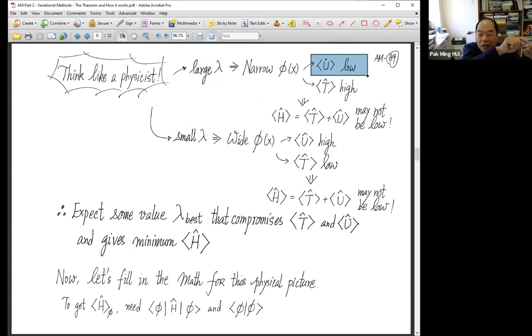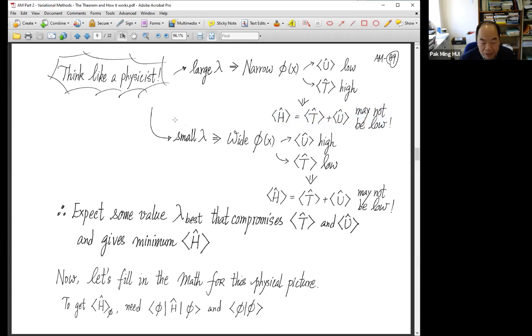However, if this is narrow, the second derivative of this thing will be rather big because the change has to happen in a narrower range. The kinetic energy term is the second derivative, remember? So all this change have to happen within a narrower range, meaning the kinetic energy may not be small, okay? So large lambda, narrow wave function, one is low, the other one may be high. The sum may not be the lowest, okay?